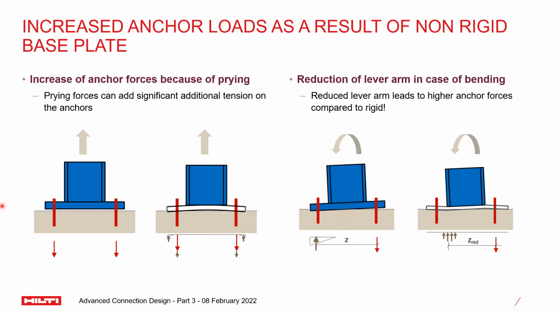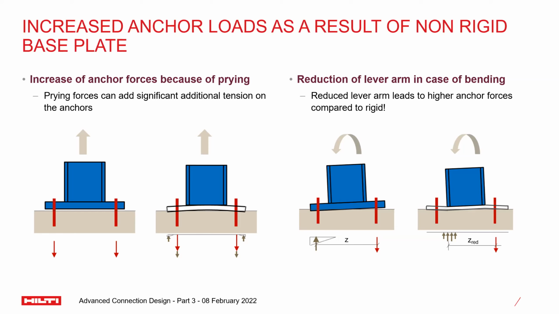Now, notice the change in the length of the same moment arm when a similar moment load is applied on the same fixture with a non-rigid plate. The moment arm is reduced, less than Z. This reduction in moment arm is due to the fact that a non-rigid base plate bends and makes contact with concrete at certain locations along its profile, unlike the rigid base plate, which makes contact at the end.